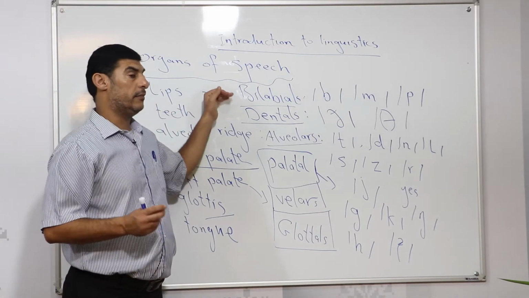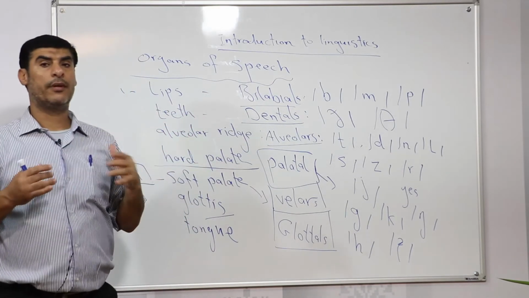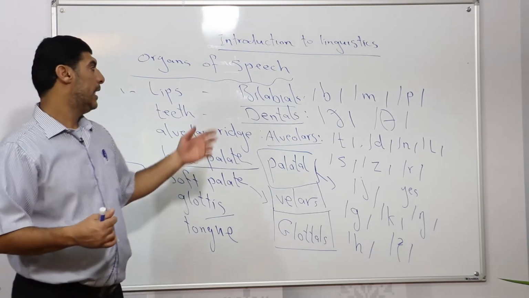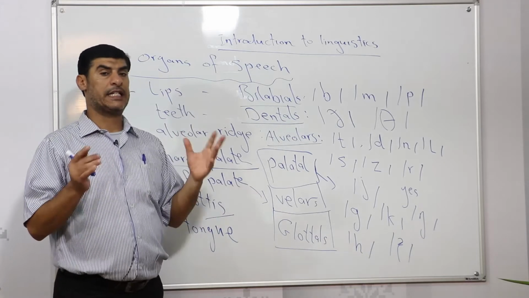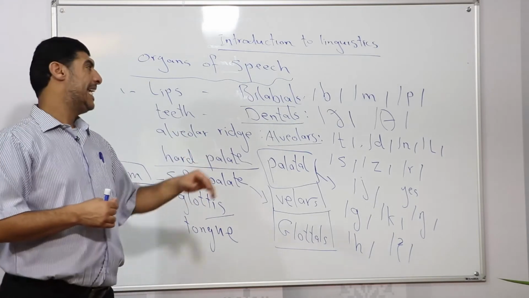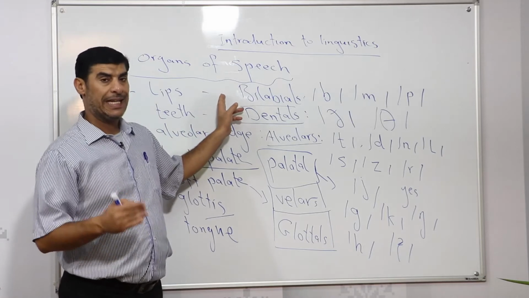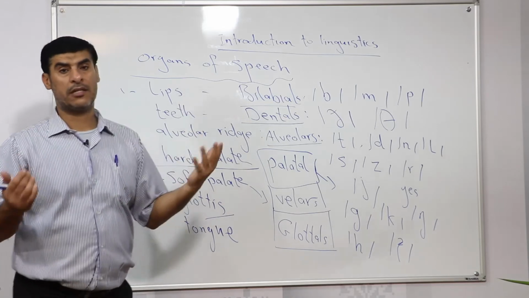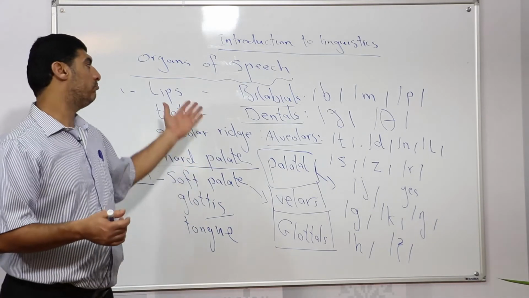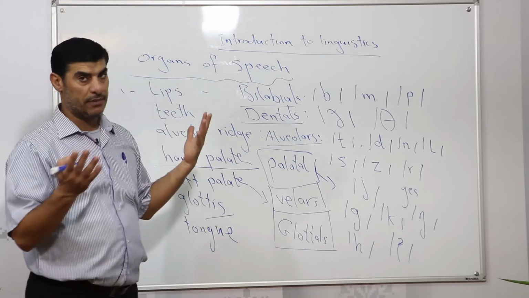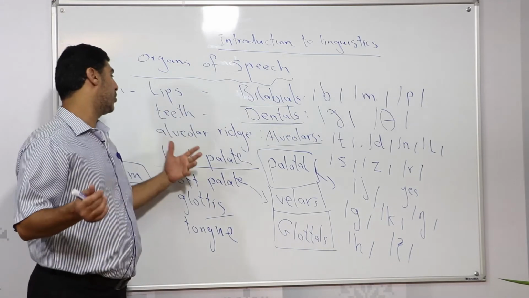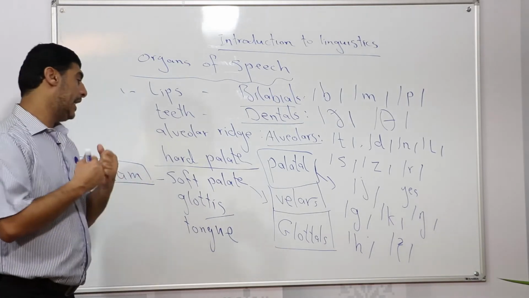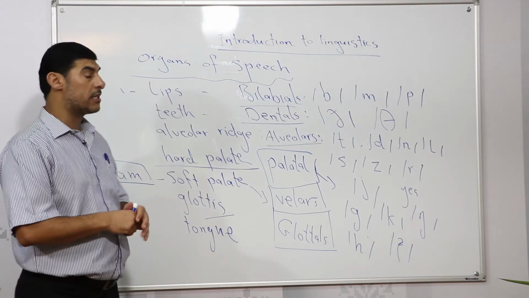So as you have seen, the mouth looks like a factory, and this factory has lots of machines, and each machine is responsible for producing certain products or certain goods. So we have to think of the lips as a machine, the teeth as a machine, the alveolar ridge as a machine, the hard palate as a machine, the soft palate as a machine, and the glottis as a machine.